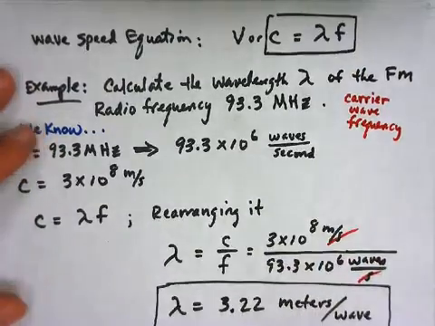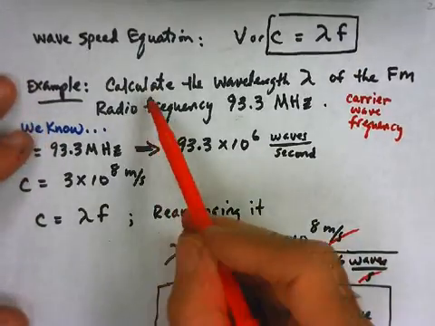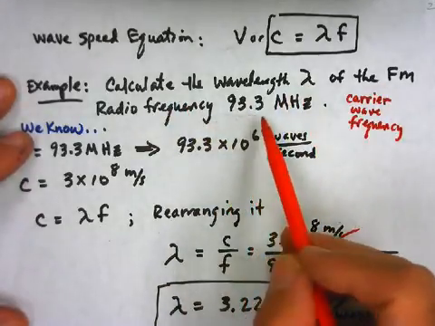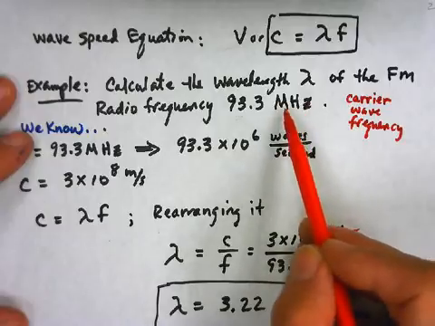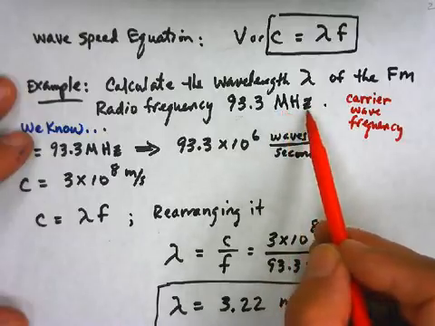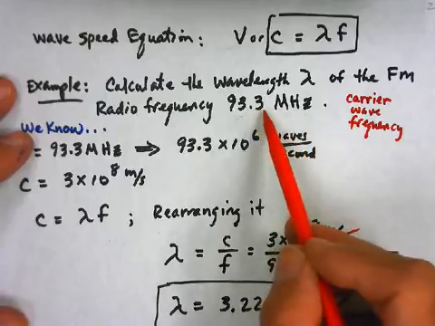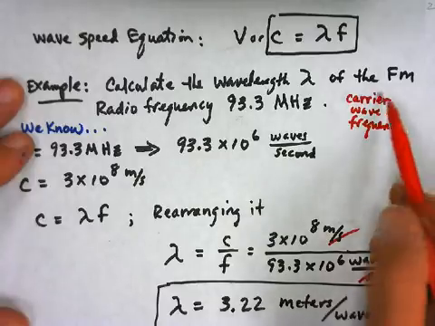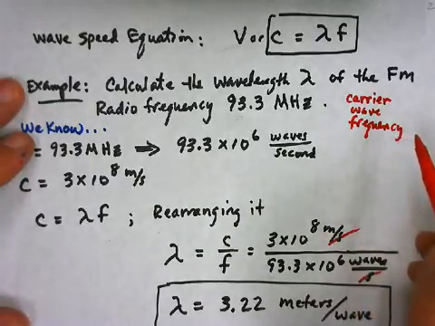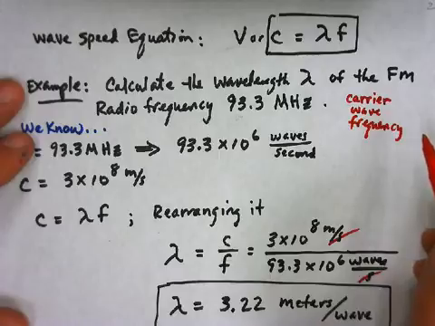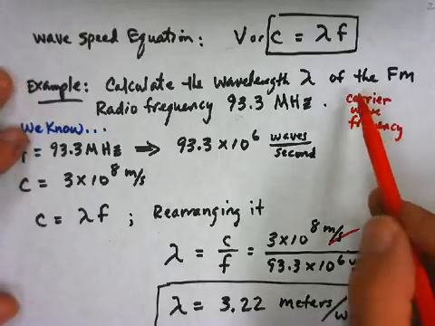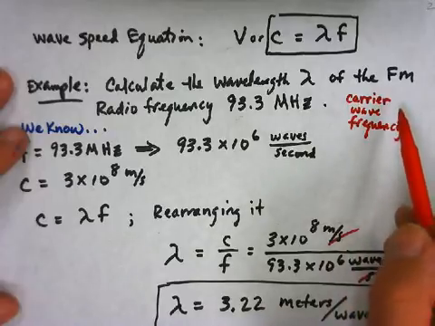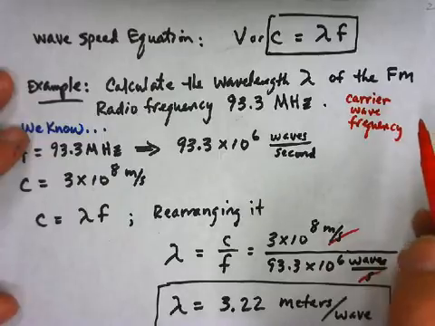Let's look at an example of a problem. Calculate the wavelength lambda of the FM radio frequency 93.3 megahertz. Capital M stands for mega, and hertz is cycles per second. Now this is the carrier wave frequency. That's not the frequency of the sound waves coming out of the loudspeaker. It's just the carrier wave. Our ears have no way of hearing that high of a frequency. We can only hear from 20 hertz to 20,000 hertz at best.